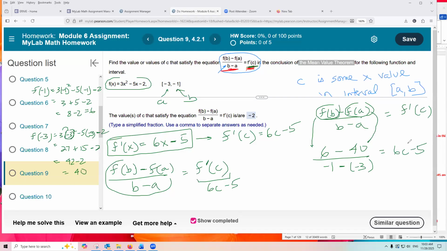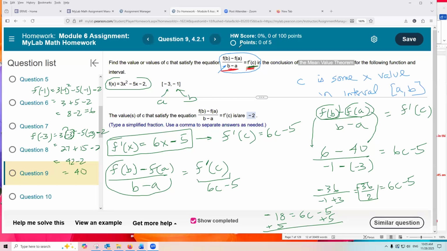Well, I think you can see this is an equation you can solve for c. Let's do it here quickly. The top is going to be -36. The bottom of this fraction is -1 plus 3. So this is -36 over 2, and that's equal to 6c minus 5. -36 over 2 is -18, which equals 6c minus 5. I'm going to add 5 to both sides. And let me work this out.